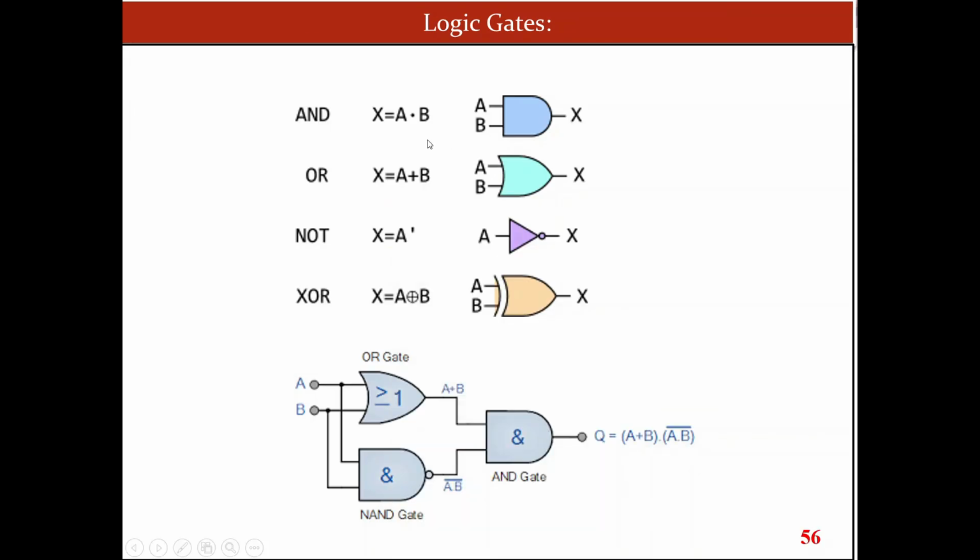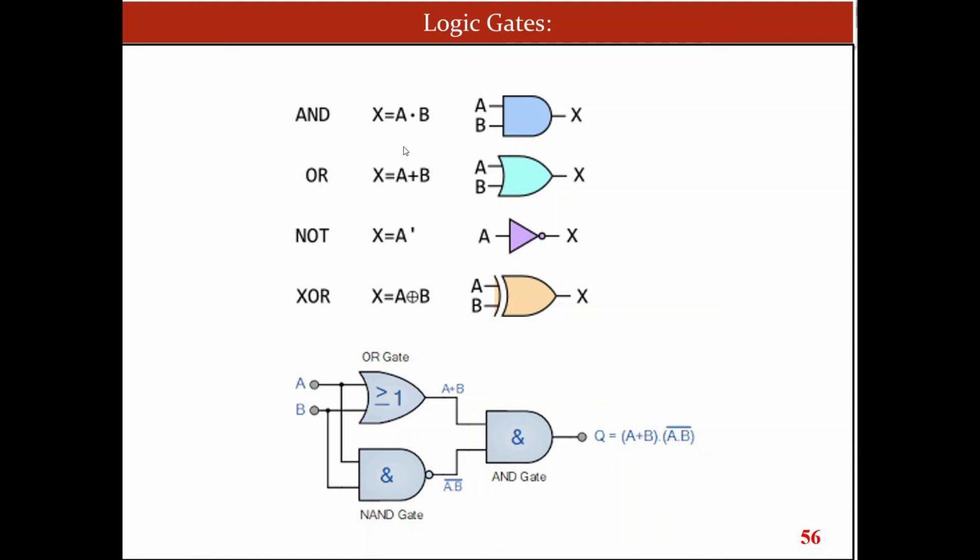So if you have an AND gate, OR gate, NOT gate, you can indicate them mathematically. For the AND gate we put a dot, A dot B. For the OR gate we use plus. For the NOT gate, it is like a complement, a bar. And for the exclusive OR gate, plus with a circle.